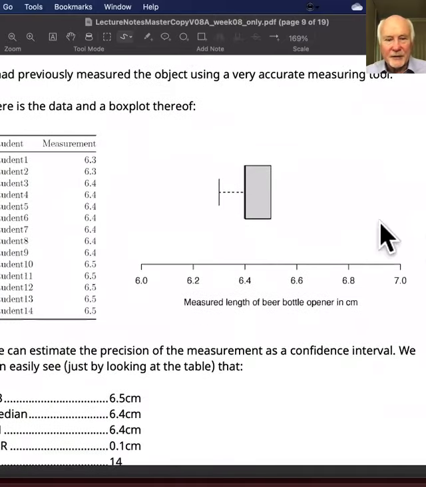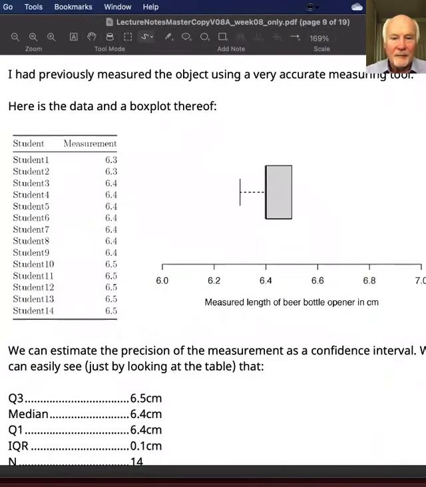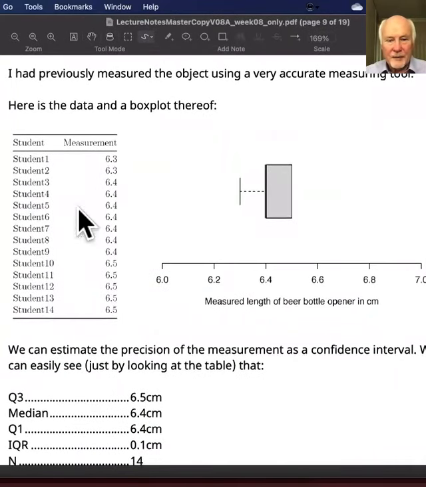So this is what the data looked like. Each student gave a measurement. There's a little box plot there. As you can see, it's not a typical garden variety box plot. There's no upper whisker. Basically all the measurements were either 6.3, 6.4 or 6.5.